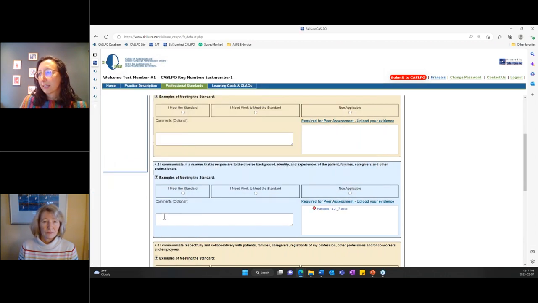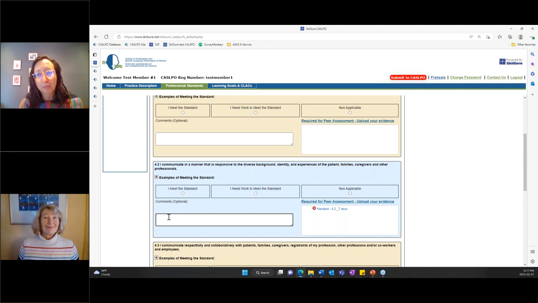Upload files. And a really important thing to do is this comment box. Some of the peer assessors say the comment box is even more important than what you upload. So you want to explain what it is and why you've chosen that. I would say this is a handout I made for a 6-year-old child and their family who speak Urdu. Visuals and pictures with words in both English and Urdu.